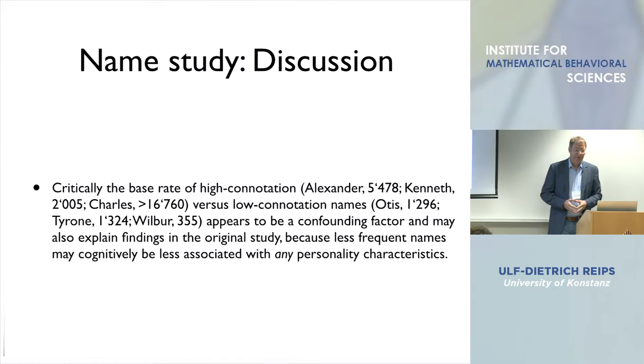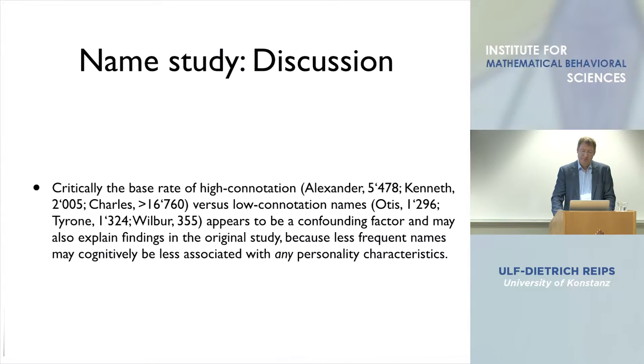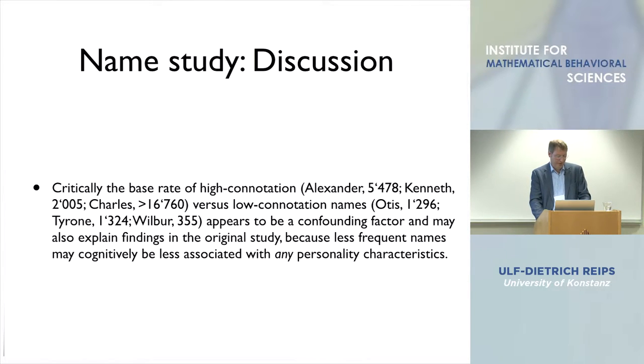Critically, the base rate of the high connotation names was a confounding factor, apparently, because Alexander, Kenneth, and Charles appear generally much more often in the Twitter space, and the low connotation names Otis, Tyrone, and Wilbur much less frequently, right? So, for example, what could have happened is that some people just don't know the low connotation name, so they don't have any connotations, right? This is a critical issue that we were able to show with this study. This has to be criticized in the original study already, since it is highly confounded with the base rate.